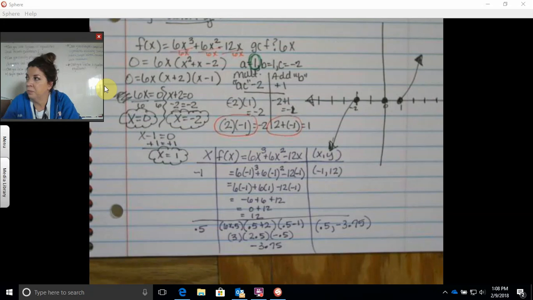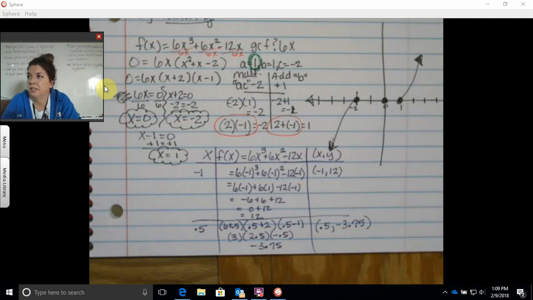So you see how I found two ordered pairs? My first ordered pair was negative 1, 12. So on my y-axis, I will need to go all the way up to positive 12. And the other point was positive 1/2, comma, negative 3 3/4, 3.75. So I'll need to go at least down to negative 3.75, right?